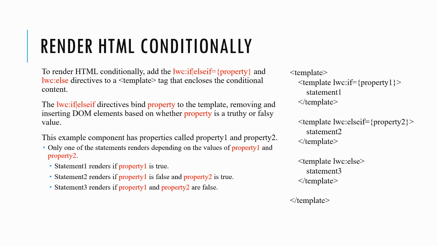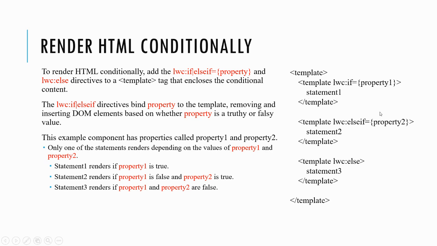Now let's see one example or syntax of how we can render HTML conditionally with the help of lwc:if and lwc:elseif. On the right-hand side we have property1 and property2 that were used in the lwc:if, lwc:elseif, and lwc:else directives. Whenever this template renders in our web browser, first it will check whether property1 is true or not. If it is true, it will display statement 1.